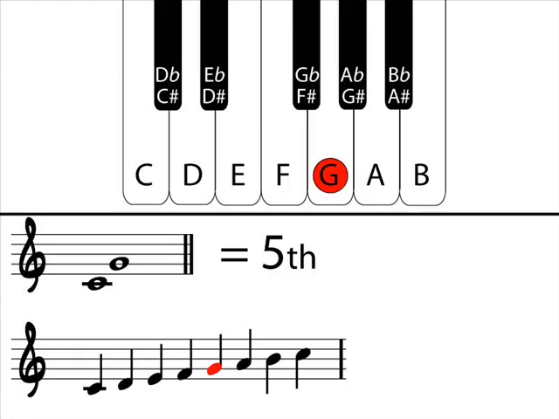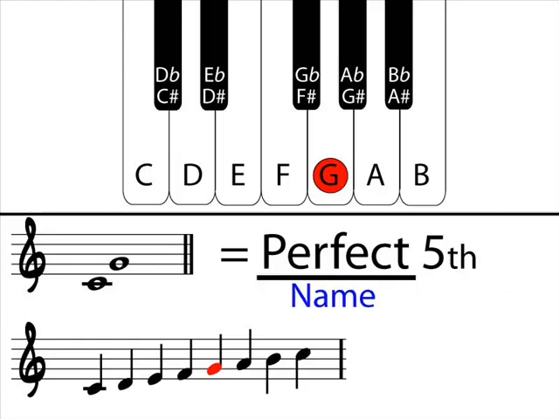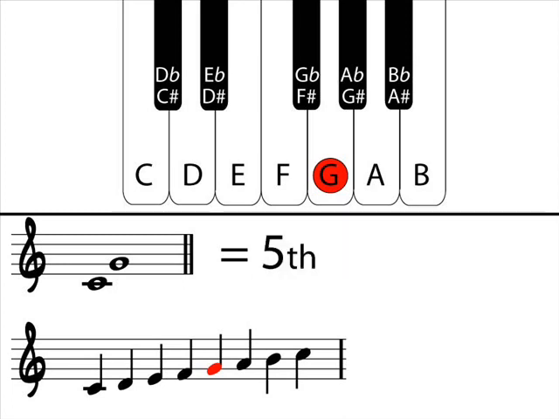Now, some of you might be wondering at this stage why I haven't called it a perfect fifth. That's because at grades 1 and 2 you only have to give the number of an interval. The name of the interval is not required until grade 3, but more of that in part 2 in this series of videos about intervals.